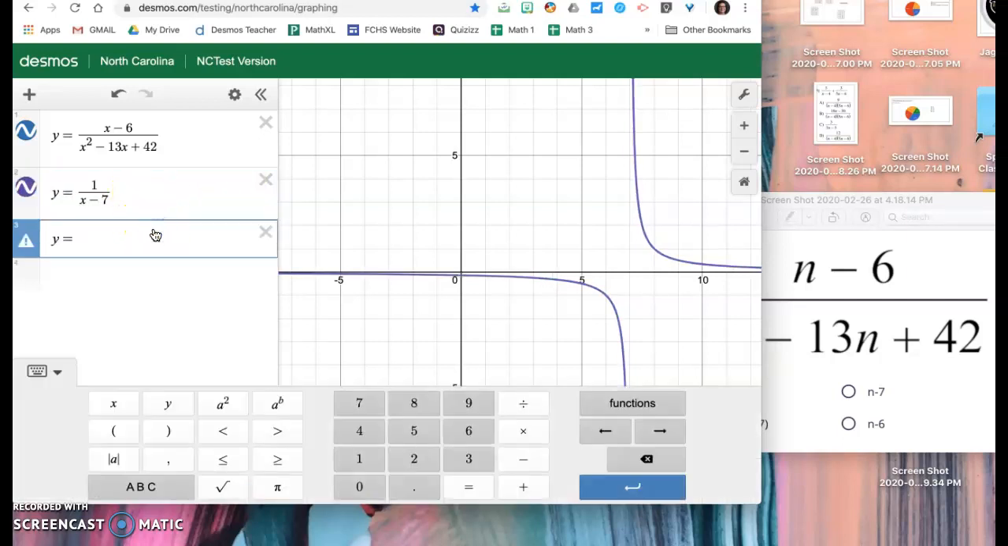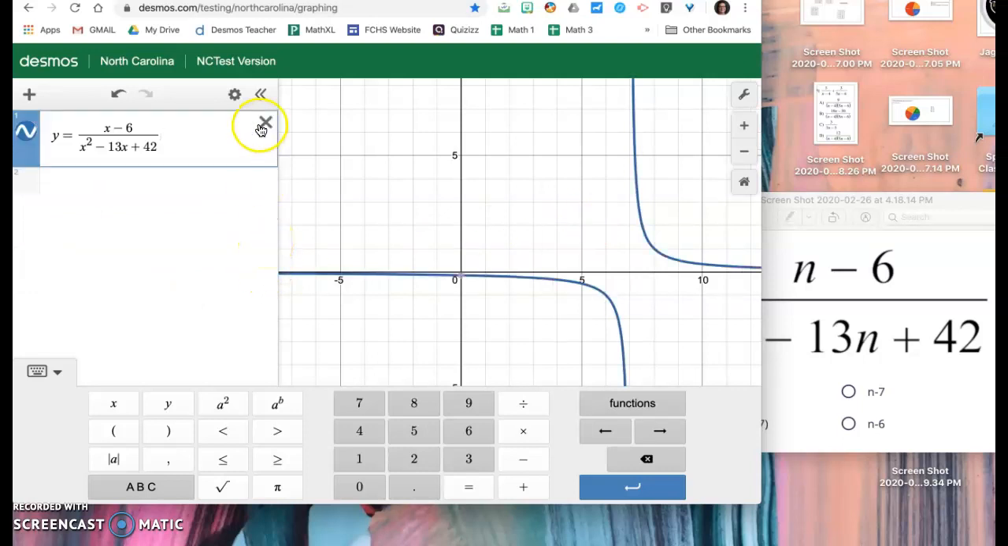Let's say that that wasn't the very first one that we came across. Let's say it was the n minus 7, which we're going to put x minus 7. That is obviously not the same graph, so it's not the correct answer. So the key is it has to be the same graph. Okay, so you can use this as a way to check the answer that you got, or if it's multiple choice, you can use it as a way to check what the right answer is.